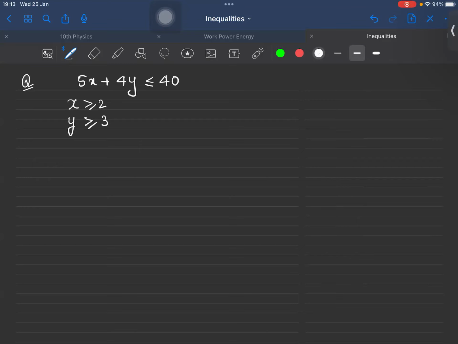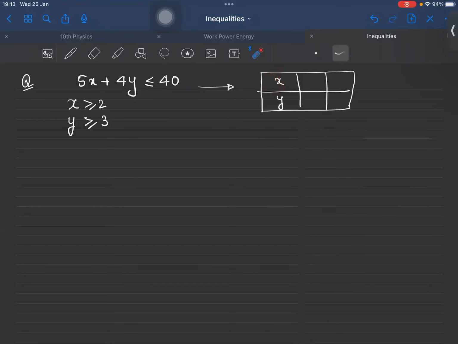So we have got 3 critical points. What will be the possible solution? We know this is a straight line, so we will plot the straight line. If you substitute x equal to 0 in this equation, what are you going to get? y is equal to 10. So if x is equal to 0, y is equal to 10. And if y is equal to 0, what you'll get? x is equal to 8, right? So we have got 2 points for the straight line. That means we can plot the graph.